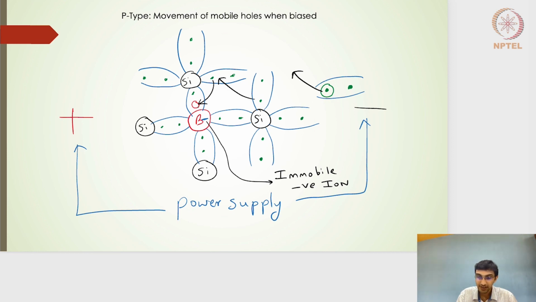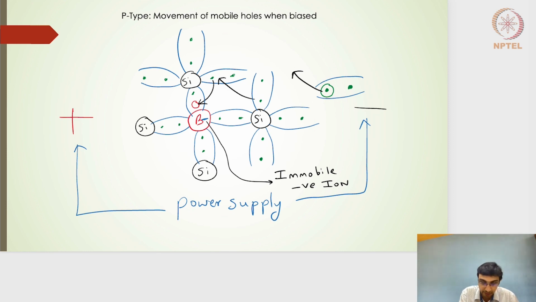Right, and if the holes are moving away, what it really implies is that the electrons in any other or neighboring covalent bonds hop into this particular hole slot. So just for a representation, I've taken this particular electron hopping into this particular hole space, and thereby it creates a hole here.